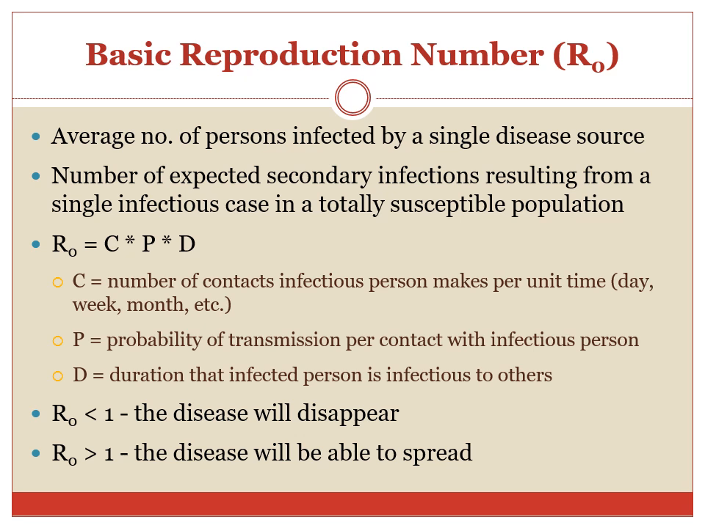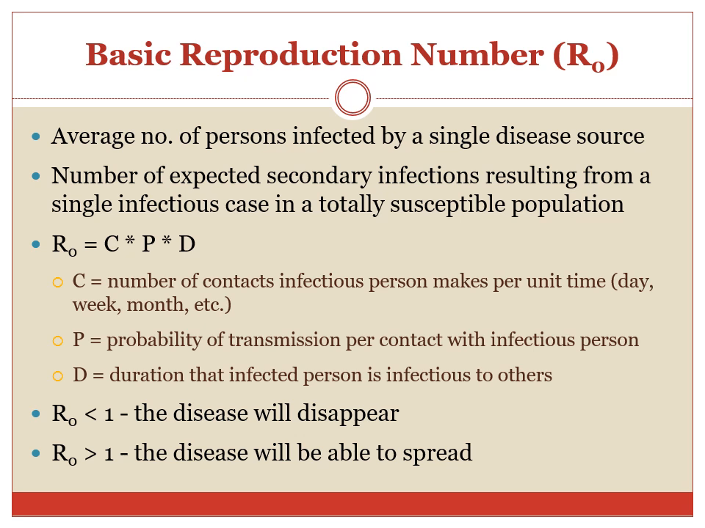If you remember the first 3 factors that we discussed in the previous slide, R0 is C times P times D. C is the number of contacts the infectious person makes per unit time. P is the probability of transmission per contact with the infectious person, meaning the infectiousness of the organism. And D is the duration that an infected person is infectious to others. All of these 3 components we saw in the last slide as being the factors determining the reproduction number. So R0 is C times P times D.